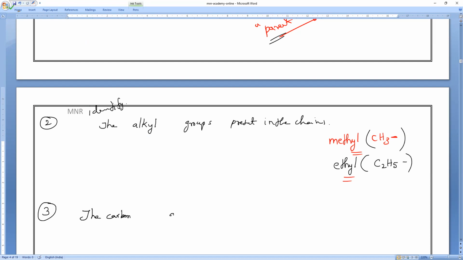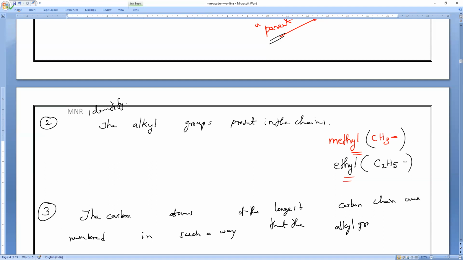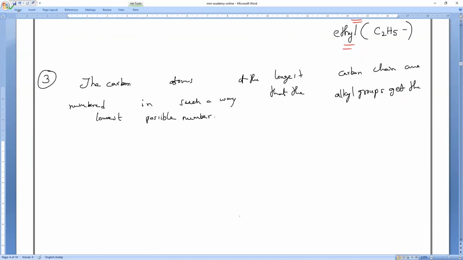The carbon atoms of the longest carbon chain are numbered in such a way that the alkyl groups get the lowest possible number. Unless you practice this, it is impossible to answer. Lowest possible number. That is what you have to remember. Once I teach one or two structures, you will understand it. You don't need to worry about it. Just remember this.